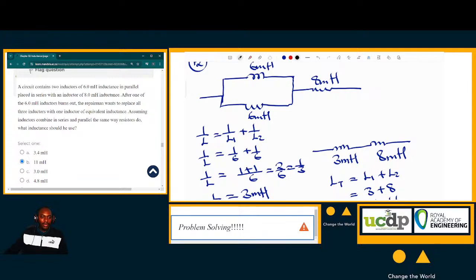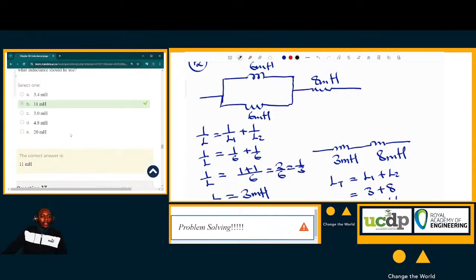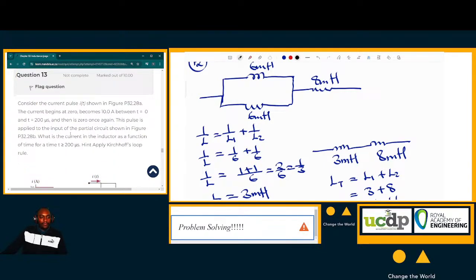So it says it contains two inductors of 6 millihenry in parallel. Oh yeah, I didn't see the two 6 millihenry in parallel. But anyway, at least it's not in a test. So next time you know you can't miss that. Yes, sir. Question 13.